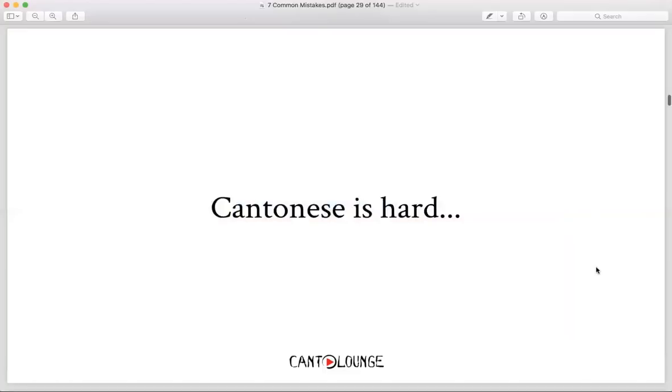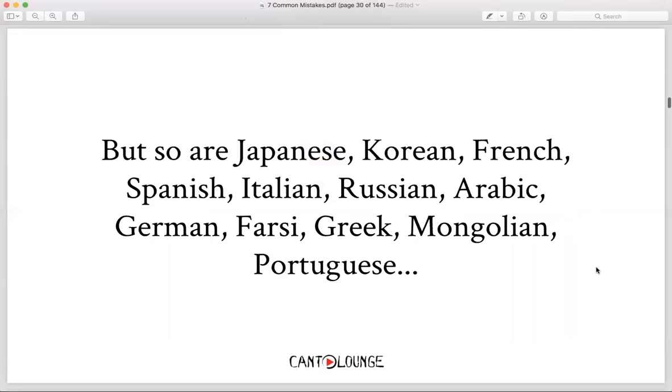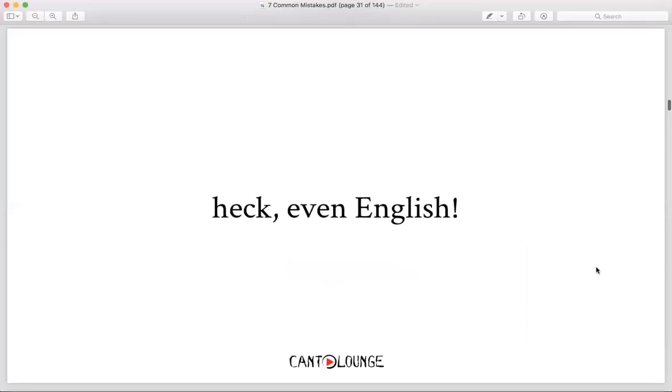So I'm not going to say that Cantonese isn't hard, but in the same way, every single language, learning any foreign language is hard, right? Because it forces us to step out of our comfort zones, and it's challenging us to think in a different way, to see the world differently, and to feel differently. So no language is easy per se. And I mean, heck, even English is actually not the easiest language to learn.